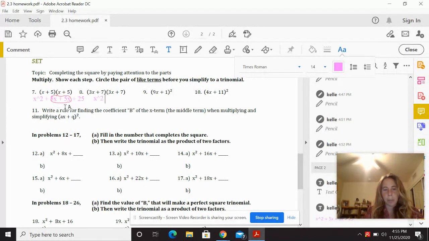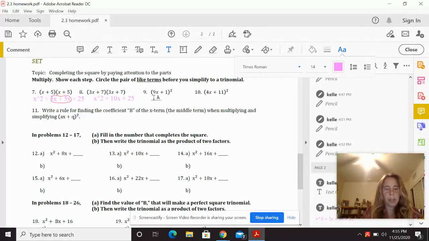I have 5 apples. Valentina has 5 apples. Together we have 10. Woo! And then 25, that's the only constant, so you can't combine it with anything else, just rewrite it. So that would be your final answer for number 7.